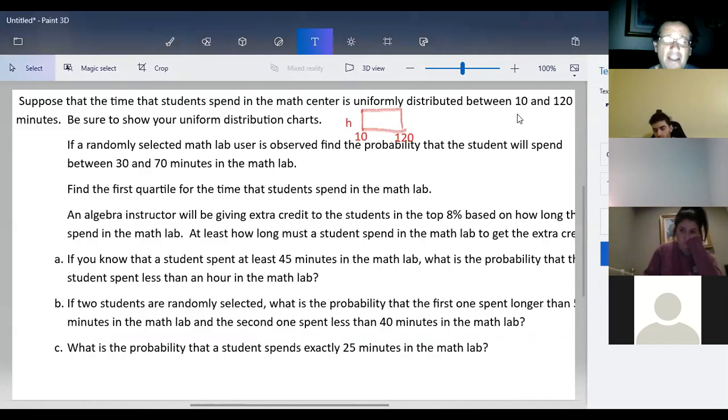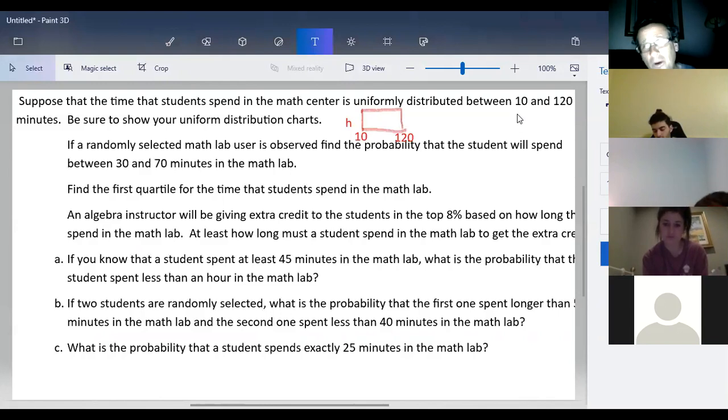How do we find, any thoughts on how we might find the height of the rectangle? Do you remember what I said about the total area? What should the total area be? It's what I said just about 3 minutes ago. What's going to be the total area of a probability? 1. The total area of that rectangle has to be 1. Is that clear? Any questions on that?